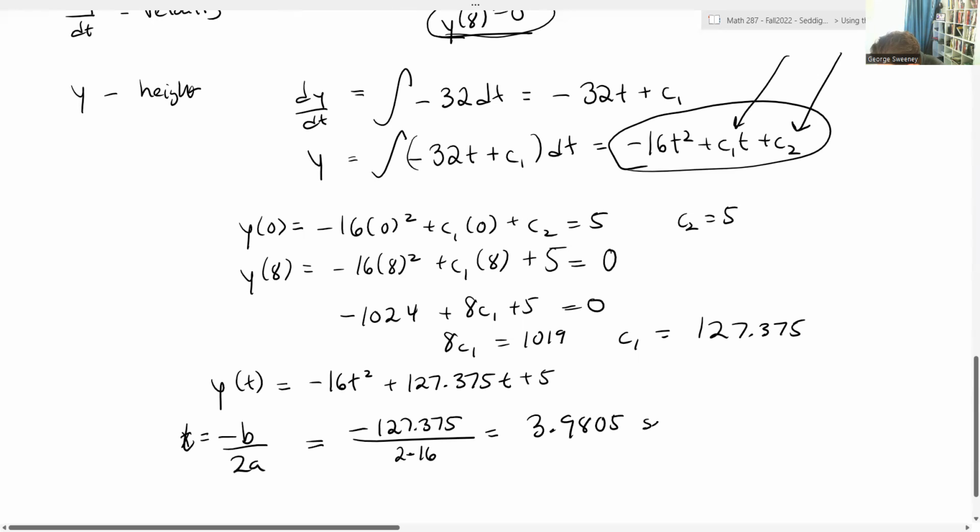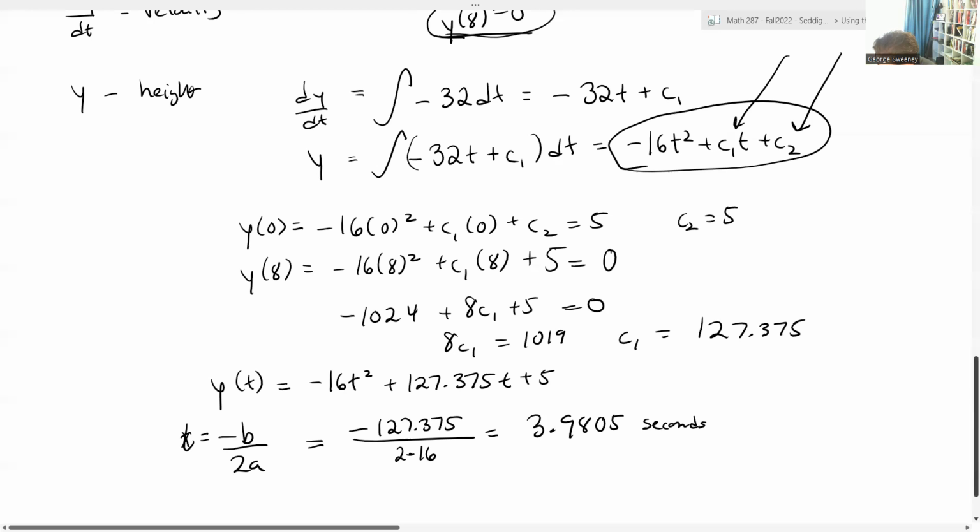3.9805 seconds, which makes sense because the boy is throwing the ball from the top of his head, and that's 5 feet. So the ball is actually going to be traveling downward a little bit longer than it'll travel upward, because it starts up higher and ends up lower on the ground. It kind of makes sense that it'll be around 4 seconds, but not quite 4 seconds.